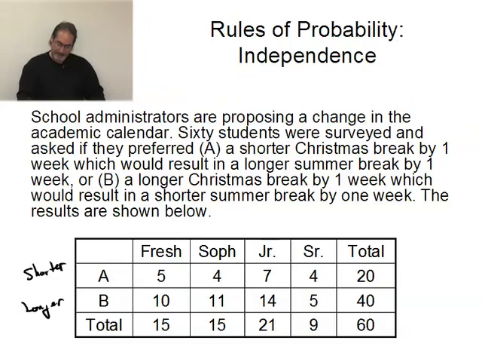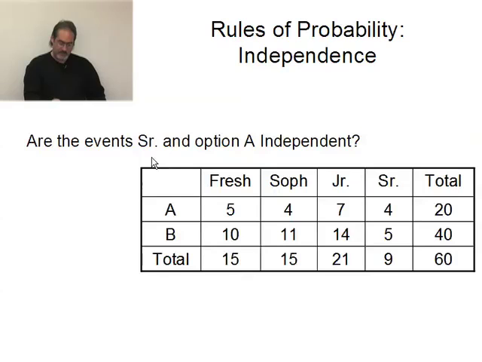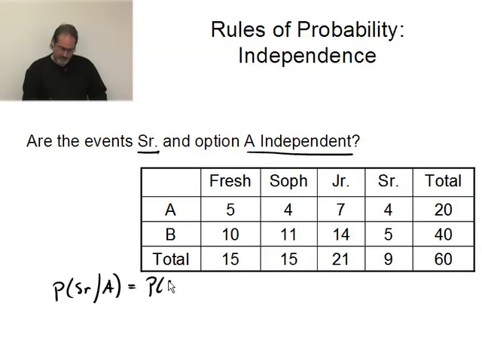So, are the events senior and option A independent of each other? Knowing that somebody was a senior, that tells us what they probably chose in terms of the option, or knowing what the option is would tell us whether or not they're seniors. Well, we can work this out. Don't try to work it out intuitively. That's a good place to start, but that should never be your answer. So, the probability of senior given event A must be equal to the probability of senior if they're independent.